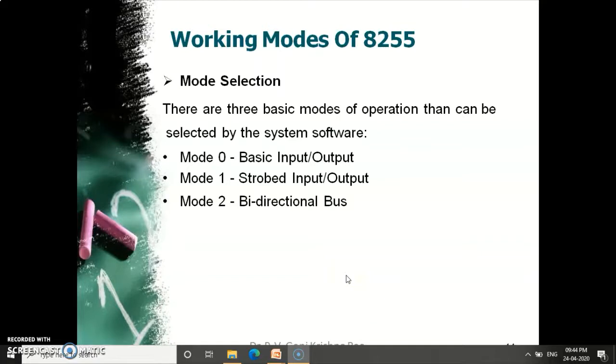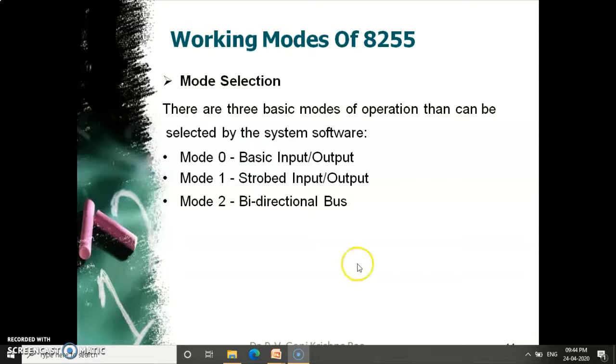So far we discussed what is 8255, what is the pin structure of 8255, what is the internal architecture of 8255, what are the different functionalities of different units of 8255. Now the important thing is how do we make use of 8255 when we want to program it, interface with other devices. This is where the modes of operation of 8255 will come into picture.